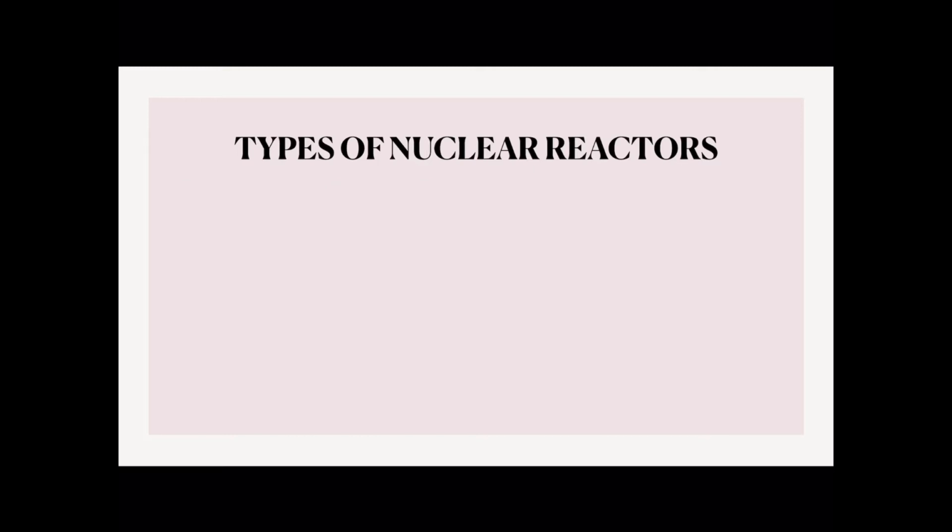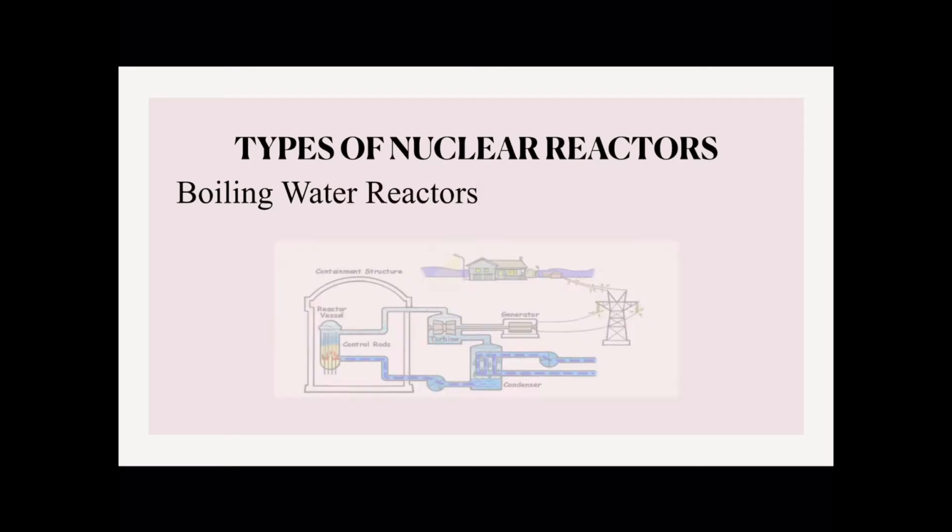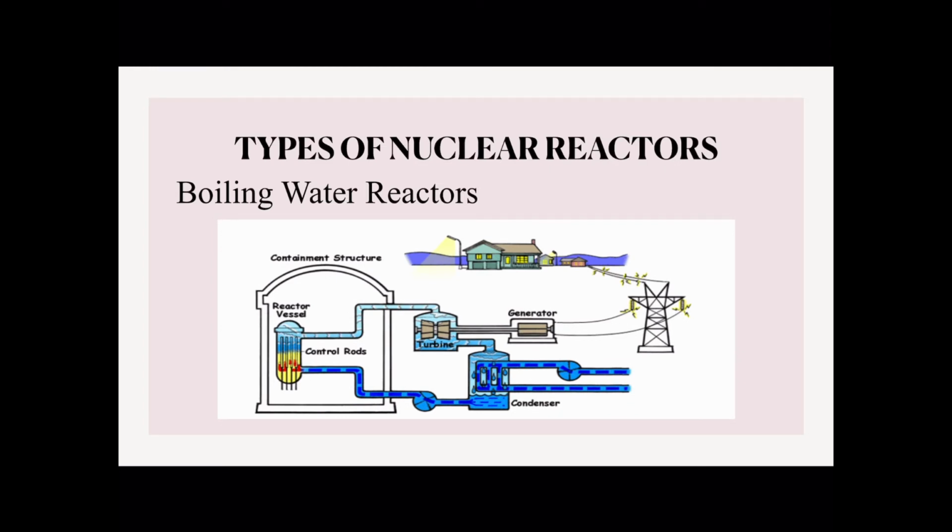The other one is the BWRs, or the boiling water reactors. It uses a boiling method to turn the generator. Water is converted to steam, then recycled back into water by a part called the condenser to be used again in the heat process.